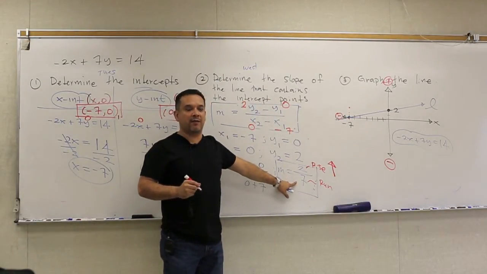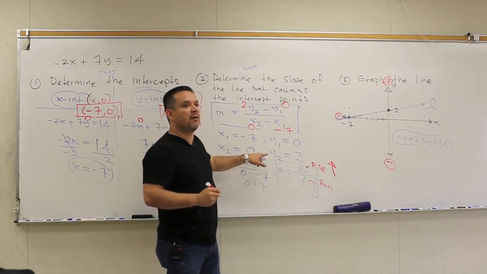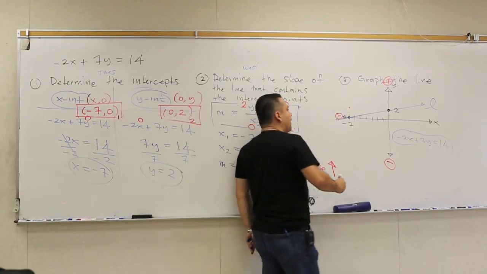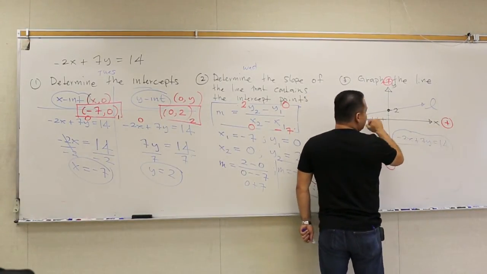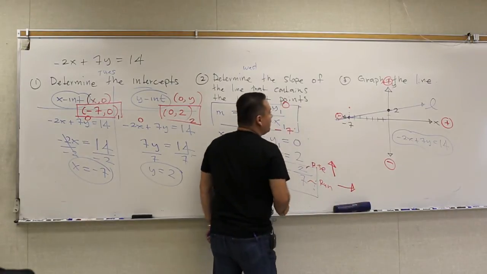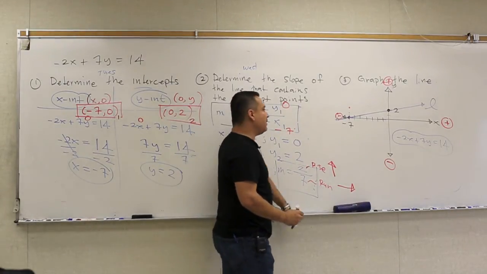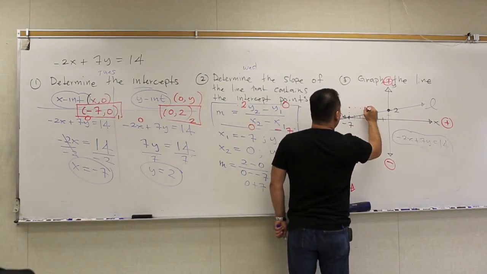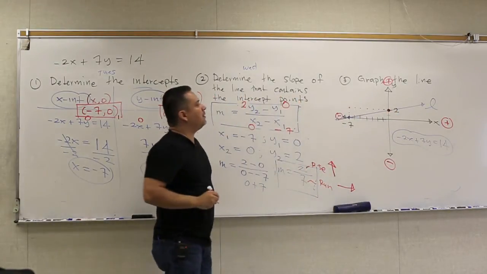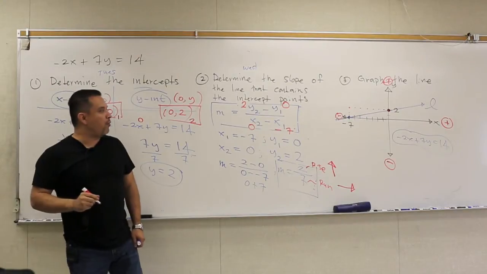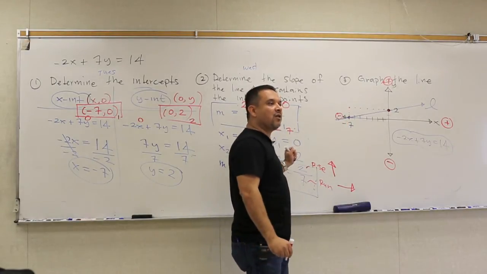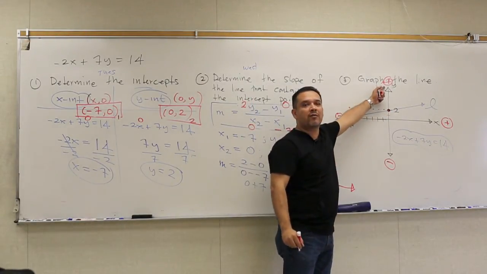My run is also positive. Run is left and right. Is the positive direction for a run to the left or to the right? How do you know it's to the right? Because on the x-axis, going to the right is positive, right? So I'm going to run to the right. How many units do I run? 7. Take a look at this. 1, 2, 3, 4, 5, 6, 7. Aren't I on that line? Yes. So from this location, I can actually plot a second point, which happens to be the y-intercept.